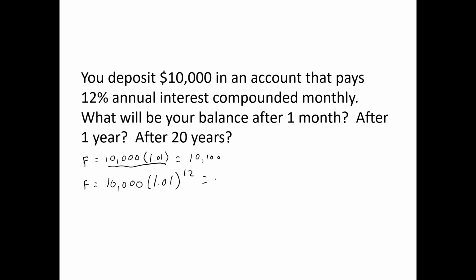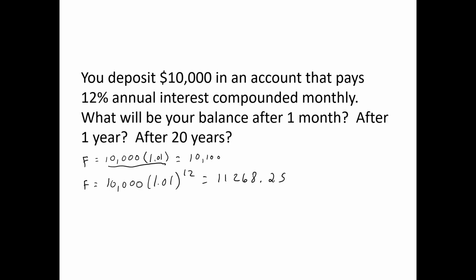And so what we would get is $1,268.25. Now, if we were compounding just once a year at 12%, the 10,000 times the 1.12 would have been 11,200. But by compounding every month, we made an extra $68.25.